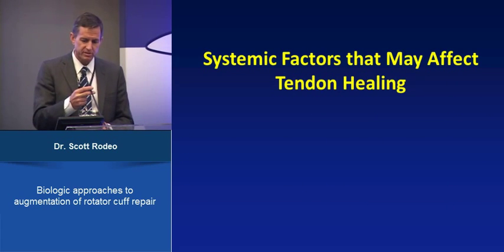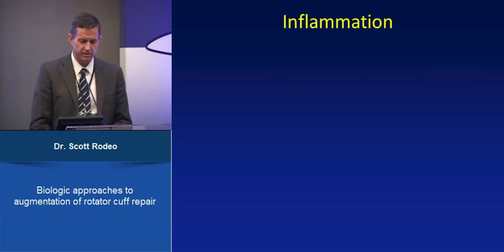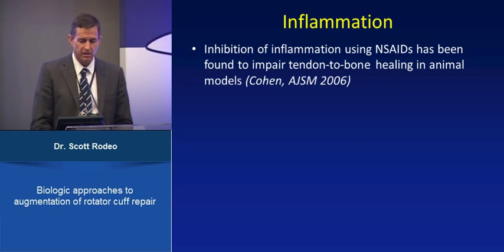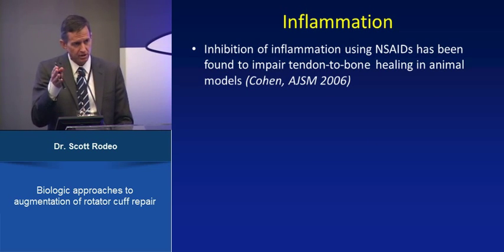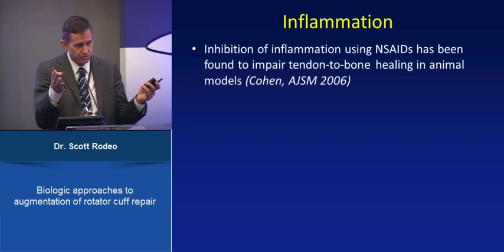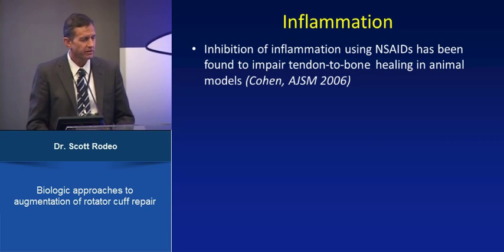Lastly, what about some systemic factors that may affect tendon healing? Inflammation, again, we talked at the beginning, is critical. We have found that inhibition of inflammation using non-steroidal medications impairs tendon-to-bone healing in animal models. Even though I mentioned that inflammation leads to scar formation, that's the only way the tissues heal. So if you block inflammation, it has a detrimental effect.